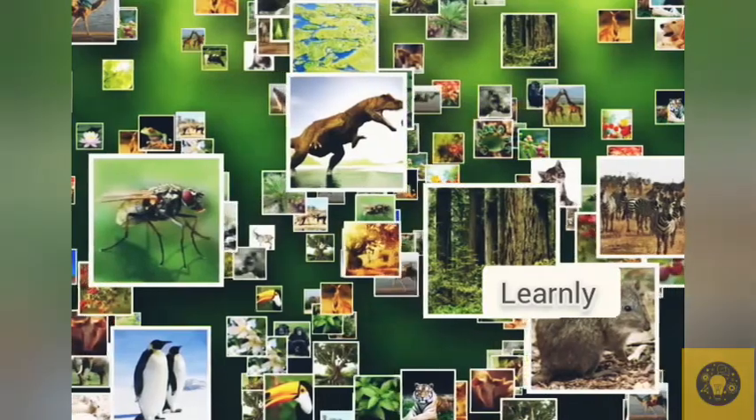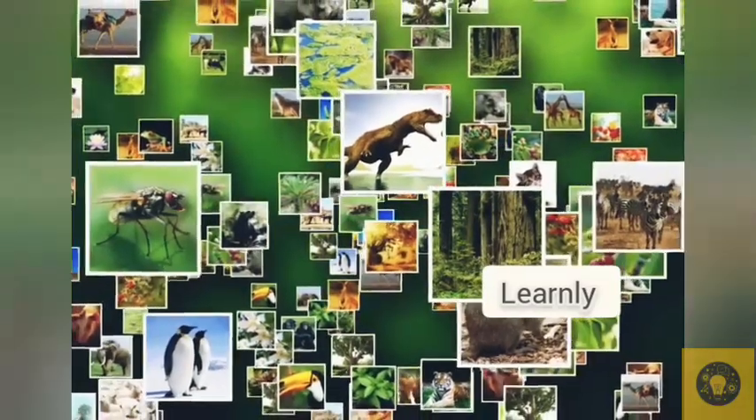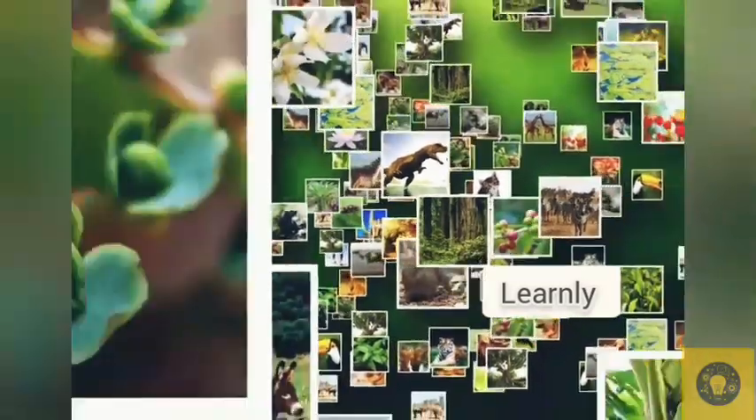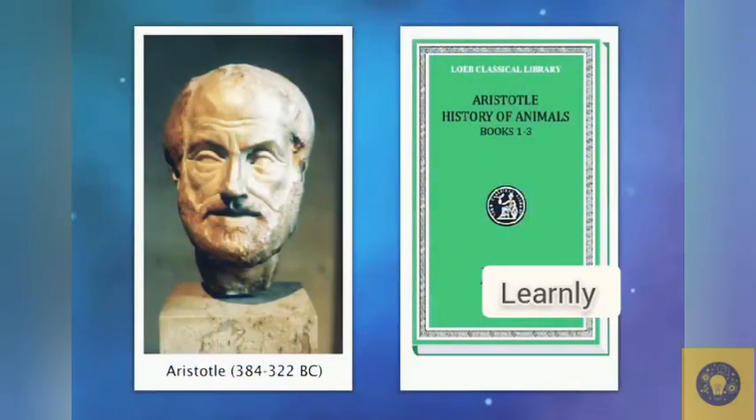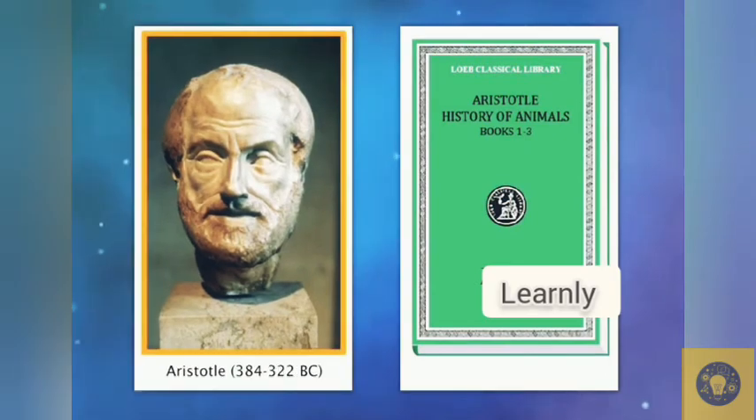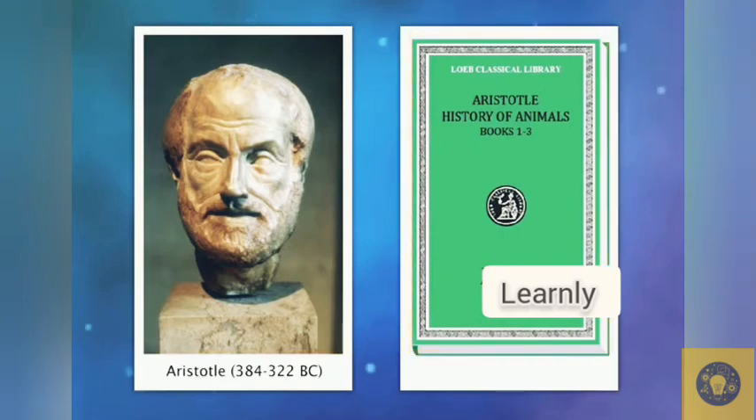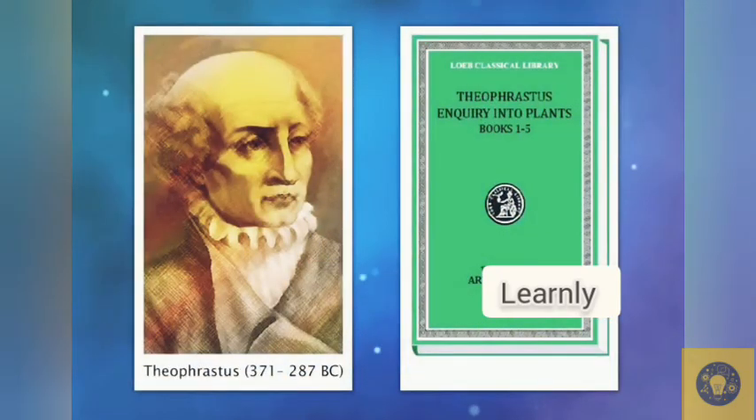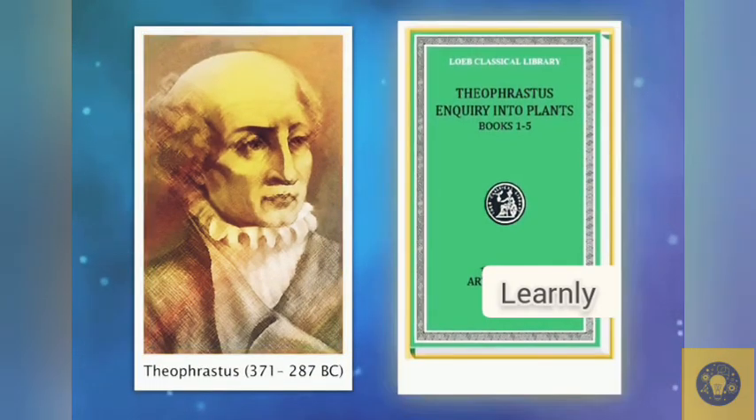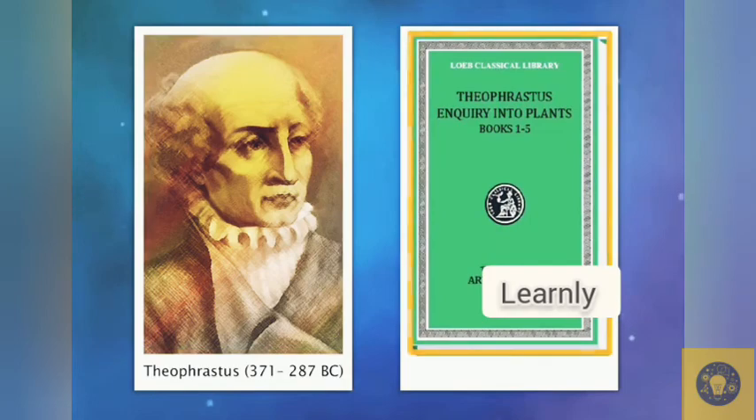Since the dawn of human civilization, many attempts have been made to classify living organisms. During 384 to 322 BC, the first classification of animals was made by Aristotle in his work History of Animals. Almost at the same time, Theophrastus classified plants in his work Enquiry into Plants.